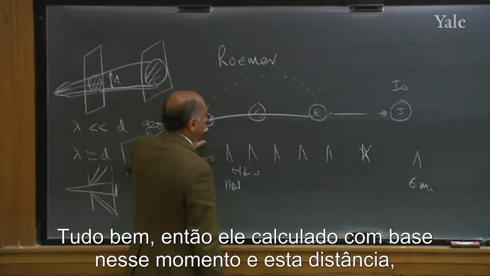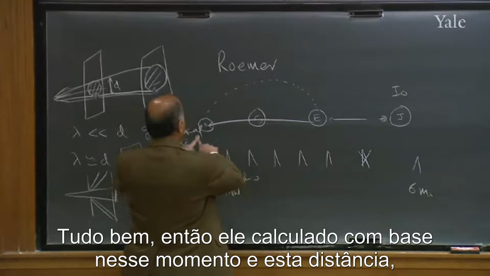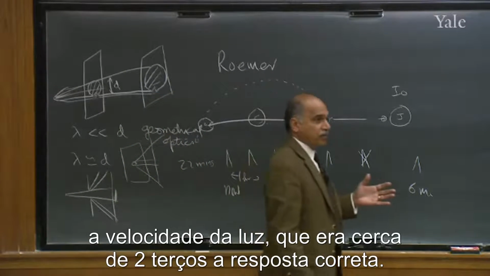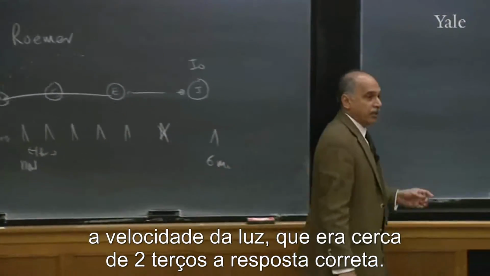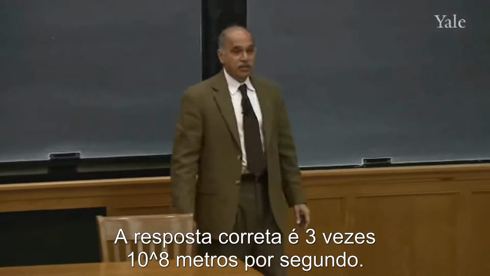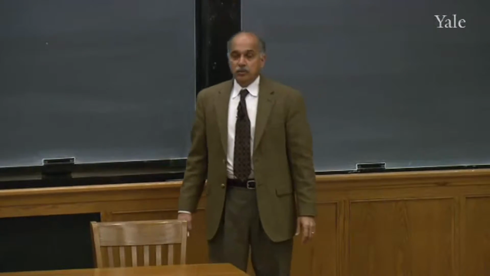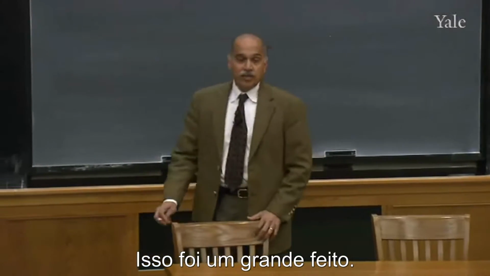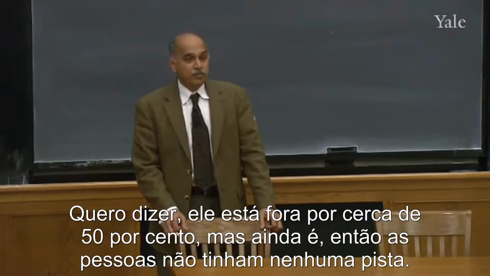he calculated, based on that timing and this distance, which was known to some accuracy at that time, a velocity of light that was roughly 2/3 the correct answer. The correct answer is what, 3 times 10 to the 8 meters per second. He got 2 times 10 to the 8, or roughly that much. That was quite an achievement. I mean, it's off by some 50%, but till then people had no clue.